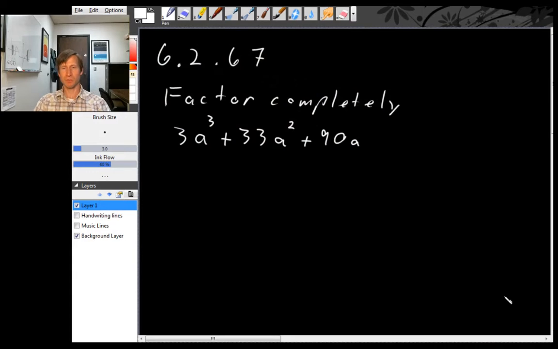Here's a solution to problem 6.2.67 from Rockswold. So the problem is to factor this trinomial completely. 3a cubed plus 33a squared plus 90a.